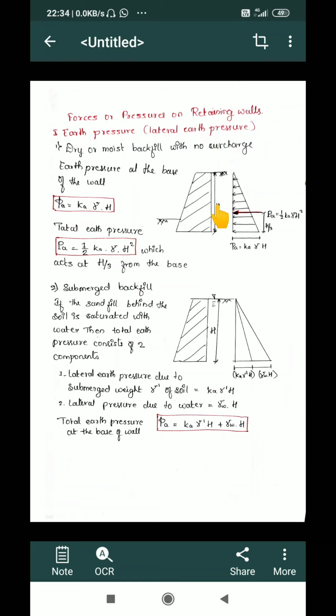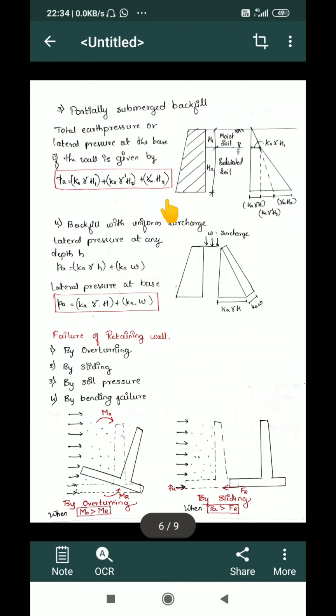which will be a lateral earth pressure, especially in dry soil condition, in submerged soil condition, in partially submerged soil condition, as well as the effect of surcharge weight. So in today's session, let us study the failure modes of a retaining wall, as well as detailing of a retaining wall. There are 4 different modes of failure. Let us study one by one.